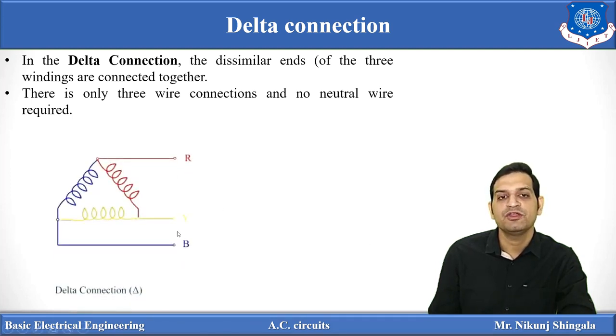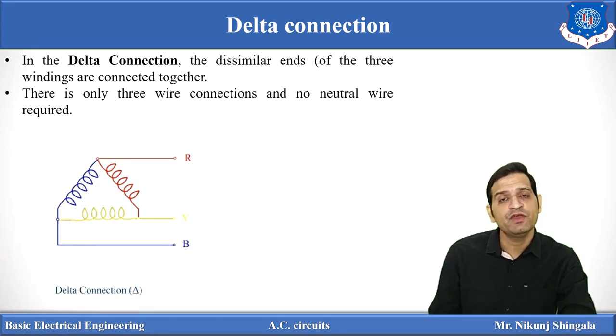So this is the delta connection. You can see R, Y and B are the lines. These are the three phases, three windings. So here, the finish end of this winding is connected with the starting end of the other. The finish end of the yellow winding is connected with the starting end of the blue winding, and the finish end of the blue winding is connected with the starting end of the R winding. So there is one loop, and this connection looks like a Greek delta. That's why it is known as a delta connection. The supply system can be connected in delta, or the load may also be connected in delta.